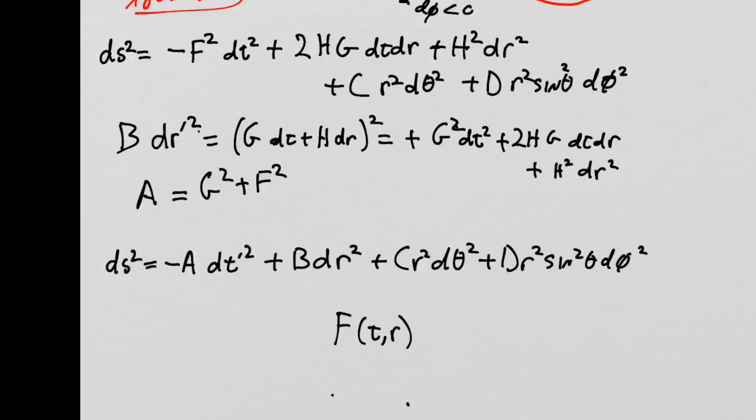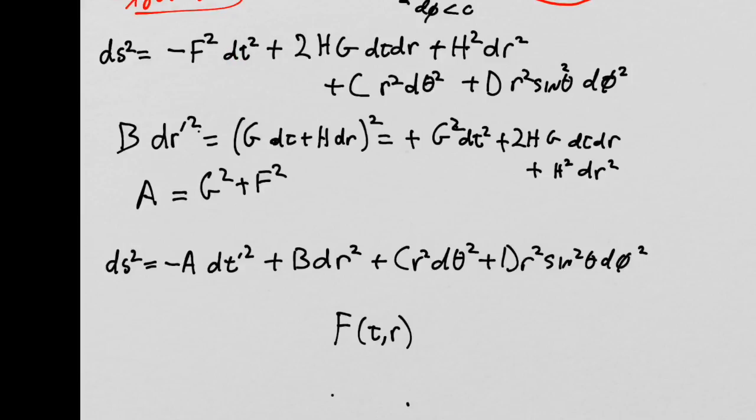And then you make the following rescaling of the radial variable. You call b dr prime squared equal to g dt plus h dr, squared. And that squared term, if you square that out, is g squared dt squared plus 2hg dt dr plus h squared dr squared. And if you make that substitution into this expression, what ends up happening is you find that this squared term is actually equal to that and that plus g squared dt squared. So you end up with a g squared dt squared and a minus f squared dt squared.